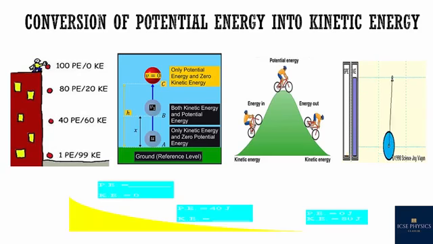This diagram shows that the energy is 80 joules, and here potential energy is 0. What will be the kinetic energy at this place? It will be 40 joules. Here, it's 80 joules.